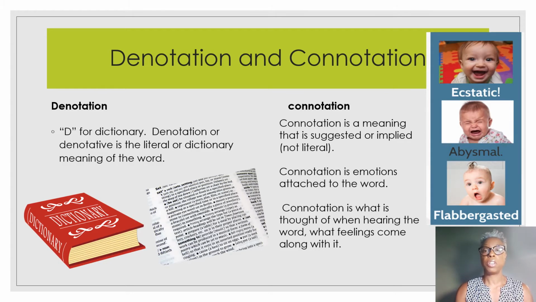Denotation and connotation go together when learning about author's word choice. The way to remember the meaning of denotation is both denotation and dictionary begin with the letter D. Denotation or denotative is the literal or dictionary meaning of the word. Connotation, which is a term we will be using throughout this lesson, a meaning that is suggested or implied. It is never meant to be taken literal.